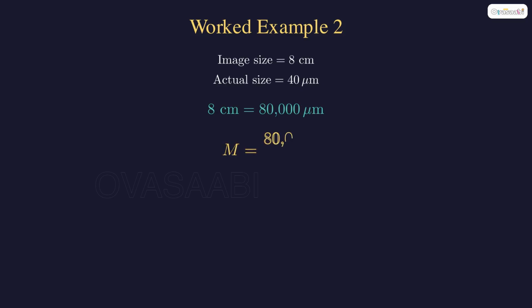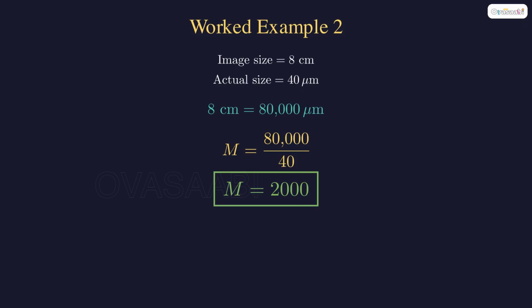Example 2 is trickier. The image is 8 centimeters, actual size 40 micrometers. Convert 8 centimeters to 80,000 micrometers, then divide to get magnification of 2,000 times.